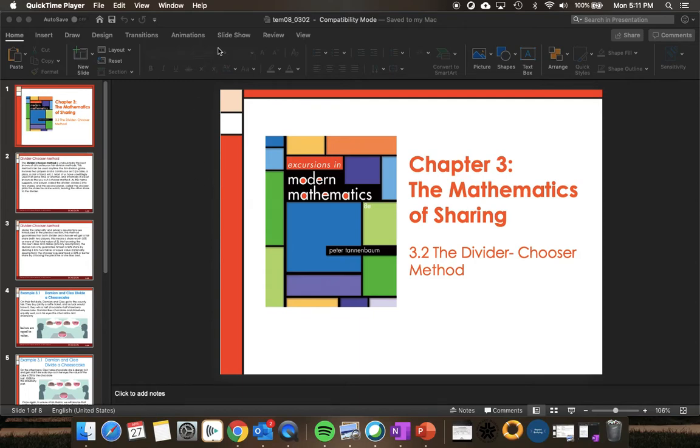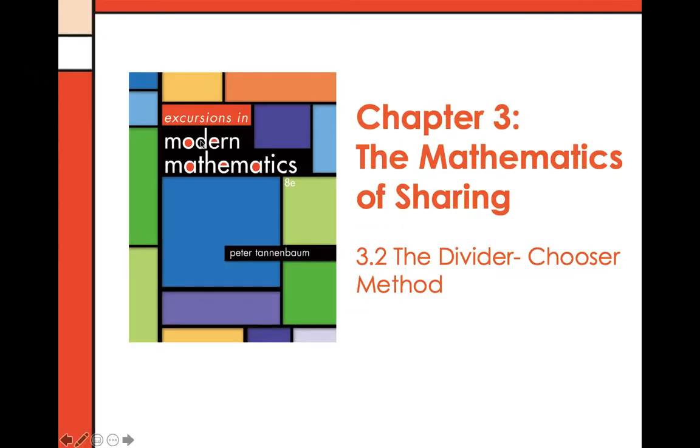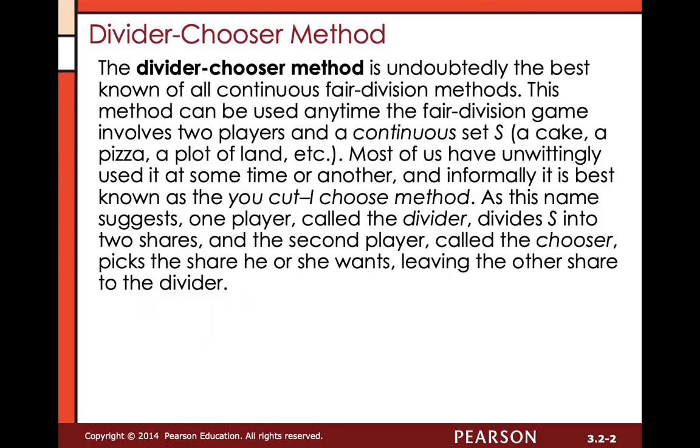All right, well, hello, Discrete Math. This is the second video for this chapter. We're in chapter 3 right now, the mathematics of sharing. In the previous lesson, we had talked about all of the key characteristics of a sharing problem. Today, we're going to talk about our first method for dividing using a fair division game, which is going to be called the divider-chooser method.